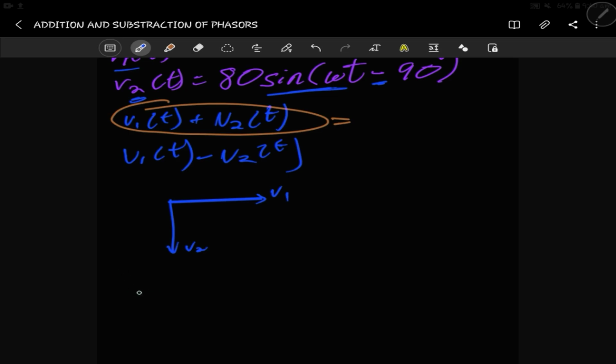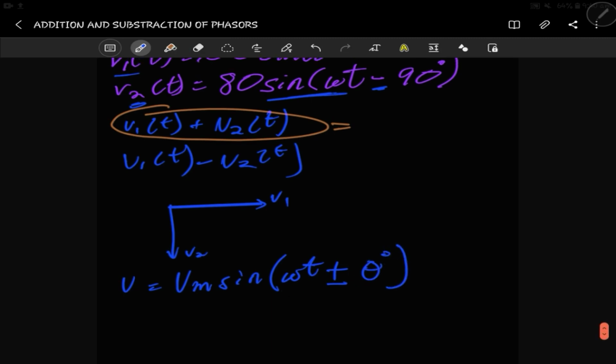So Vt will be something like V, the maximum quantity, times sine of omega t, whether plus or minus theta, whether there's a phase shift or not. It could be zero, it could be nothing at all. So here could be nothing at all, but I'll go through that one by one.